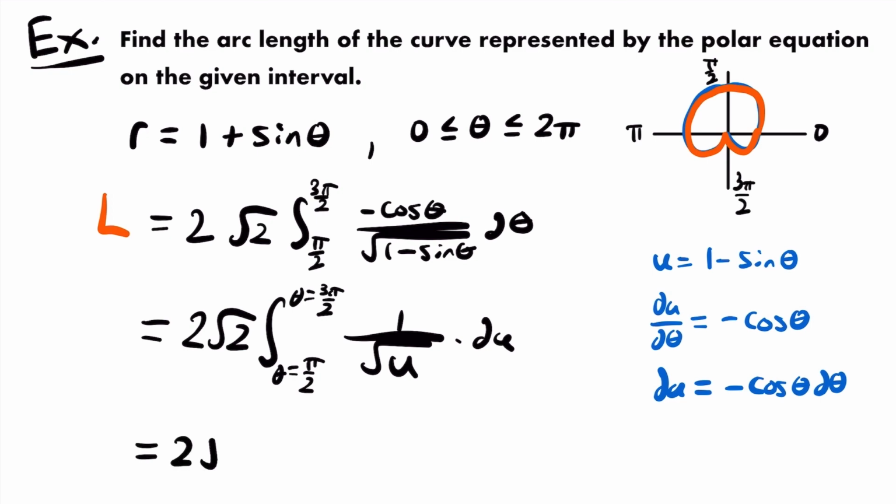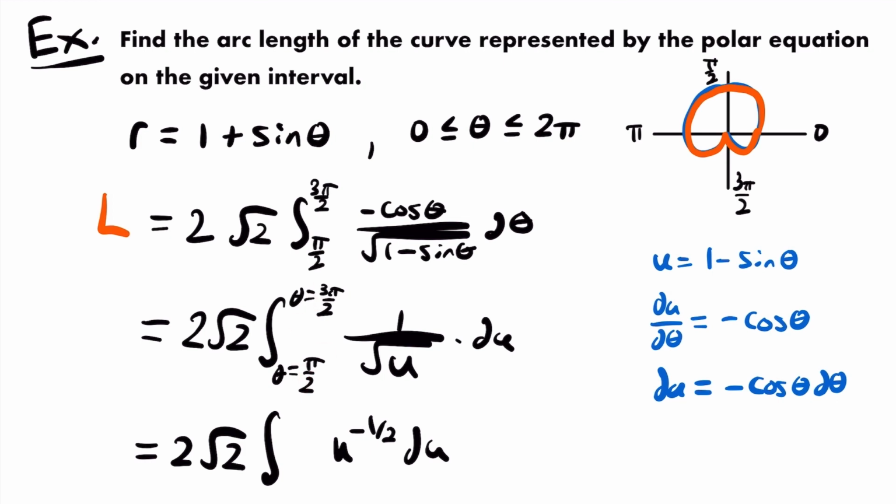This is equal to 2 times the square root of 2 times the integral. And I'm going to rewrite those bounds of integration to be in terms of u in just a second, but we're going to have u to the negative 1/2 power du. All right, this is the same as 1 divided by the square root of u. That's just going to make it easier for us to see how to integrate using our power rule of integration.